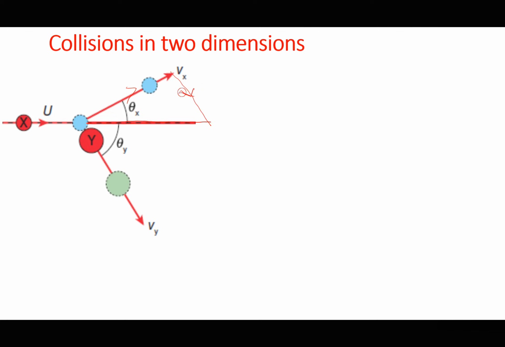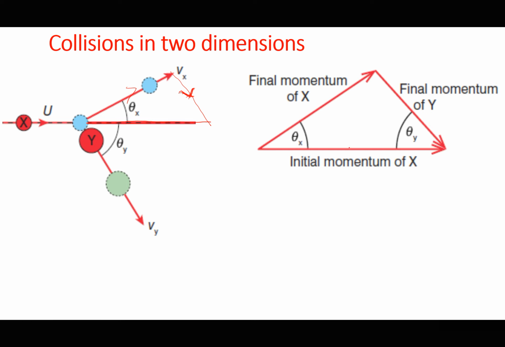Because remember, total momentum must always be conserved. So it means I'll have a vector triangle which looks like this. The initial momentum was in the horizontal. Then the final momentum for x takes that path. Then the final momentum for y is in this path. So I can come up with a vector triangle using the three momenta: initial momentum, final momentum for x, and final momentum for y. And it means that the total of these two should be the same as the initial momentum.